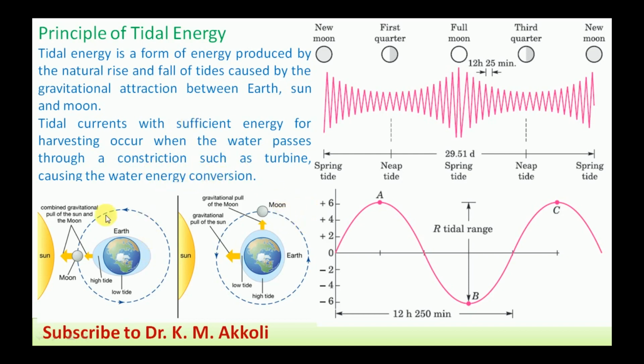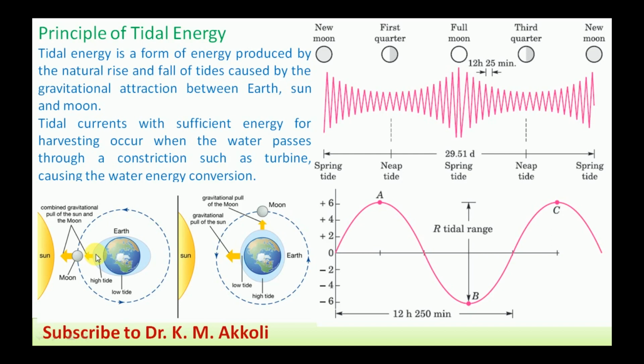In the first figure we can see the earth, sun and moon revolving around each other. When they come in front of a particular surface of the earth, the water surface rises due to the attraction. Here the earth is there, and the moon and sun all come together in one line.